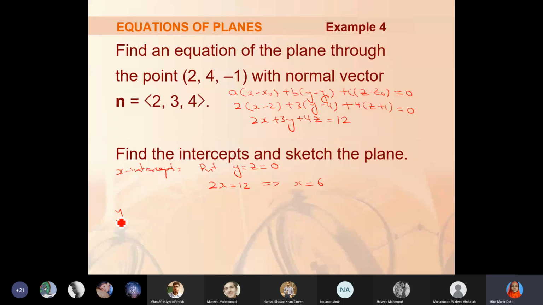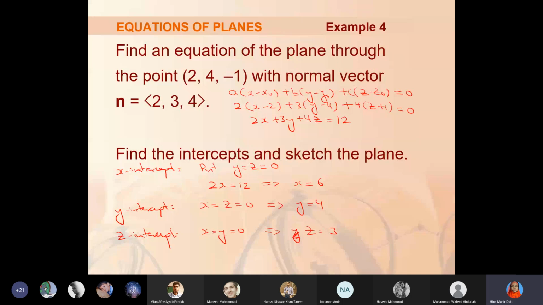Similarly, I can find the y-intercept and the z-intercept. For the y-intercept, I have to put x and z both equal to 0. And when I put x and z both equal to 0, I will get y is equal to 4. And for the z-intercept, I have to put both x and y equal to 0. This implies that z is equal to 3. So 3 is my z-intercept.